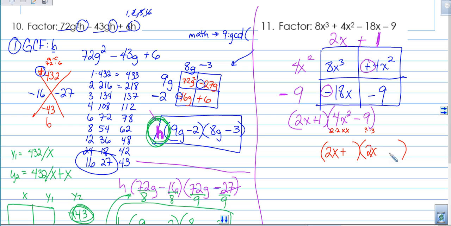So now you put a plus and a minus, and what does 9 break down into? 3 and 3. Okay? And then don't forget your 2x plus 1. Okay?